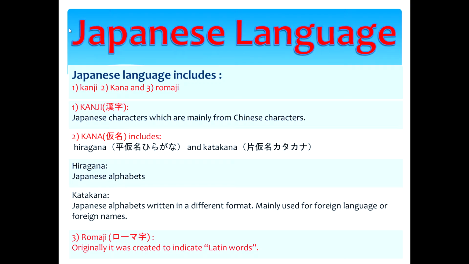They brought in the Chinese characters, and for some characters they use the original Chinese meaning. Some characters they changed the meaning of, and created totally different words for a different meaning. Second, kana. Kana includes hiragana and katakana.